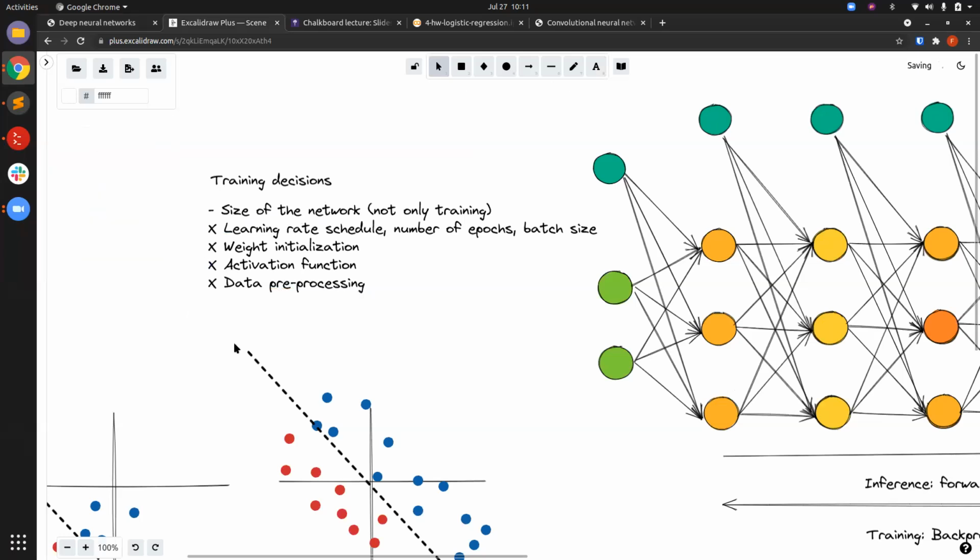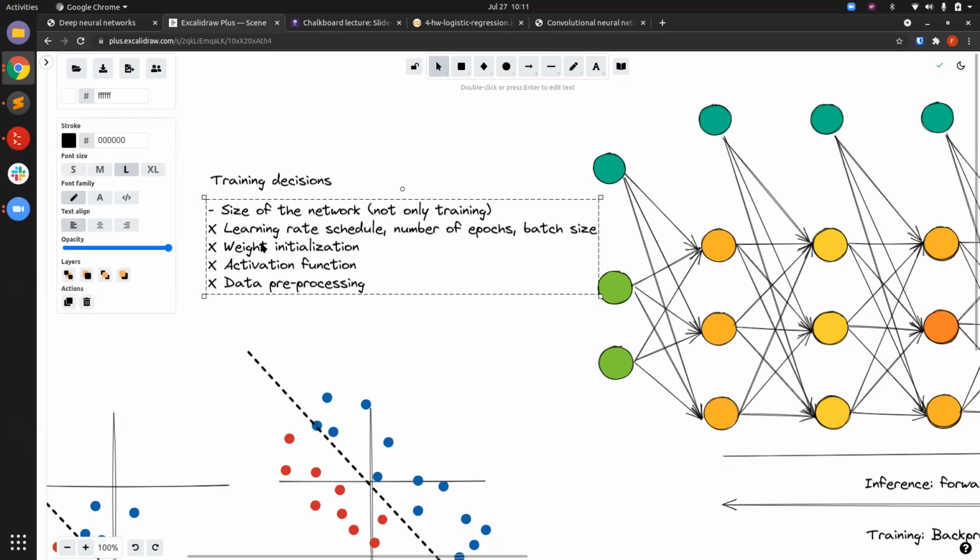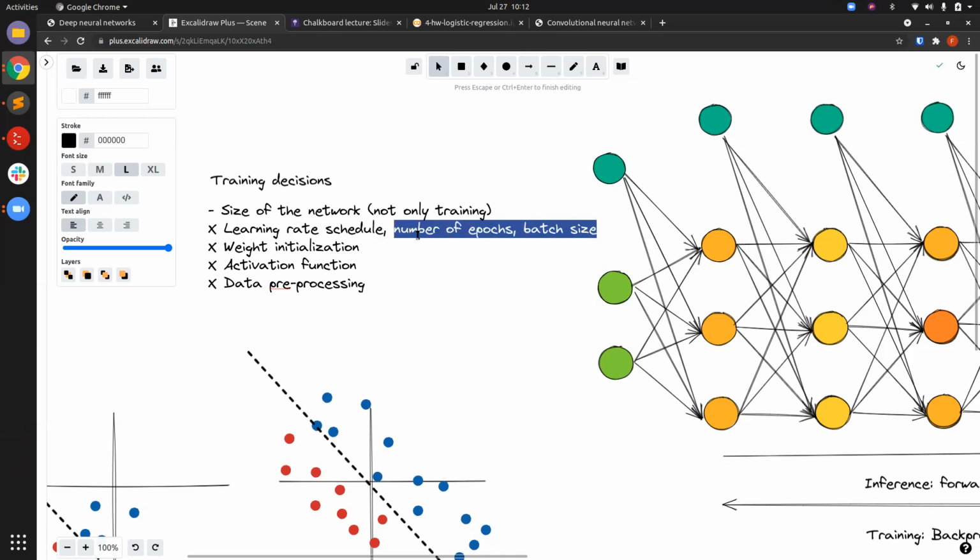So that's our next set of training decisions. You can do some data pre-processing. You can choose a good activation function. You can initialize your weights appropriately so that you have the same variance of activations across all layers. And you can choose a good optimizer that has a good learning rate schedule. Also, tuning the number of epochs and the batch size can help.